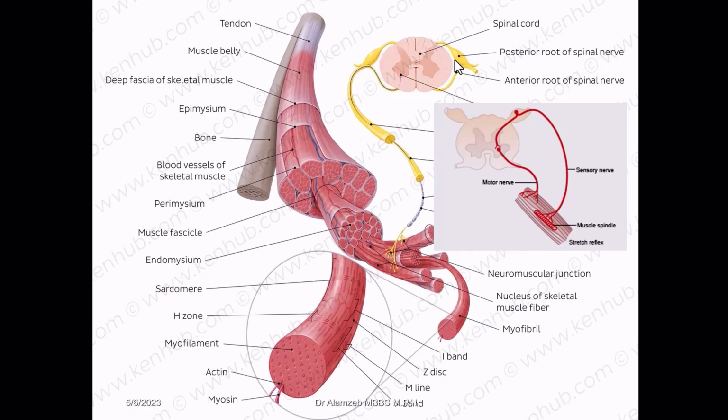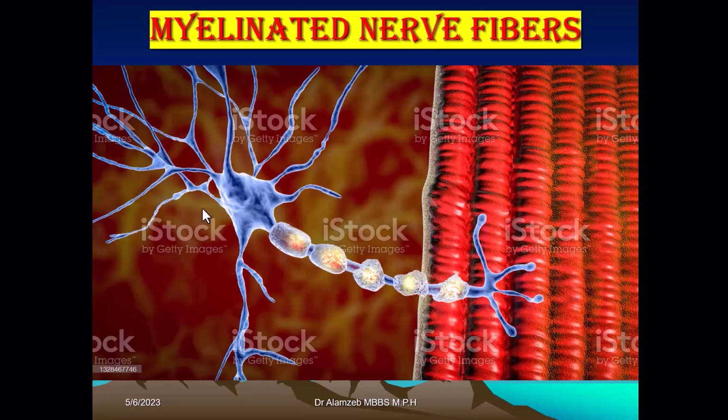Here you can see this is the dorsal motor neuron and this is the ventral motor neuron, and these fibers originate from the ventral motor neuron and then supply the muscle fiber. This neuron is a myelinated, multipolar neuron. The motor neuron is covered by a myelin sheath, and these are the axon terminals, and a neuronal button makes a junction with the muscle fibers of skeletal, cardiac, or smooth muscles.